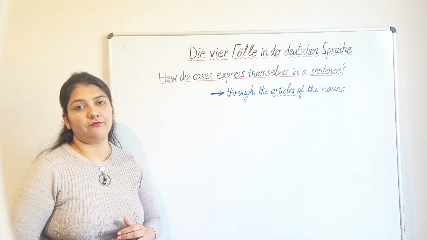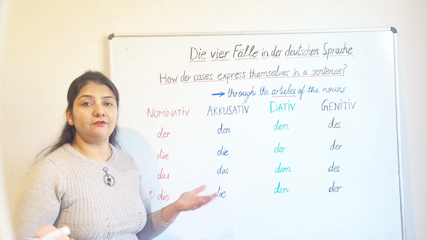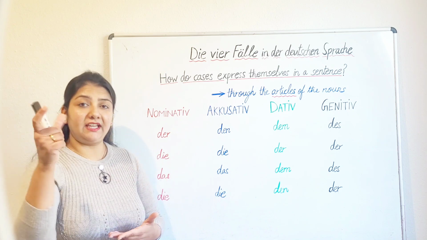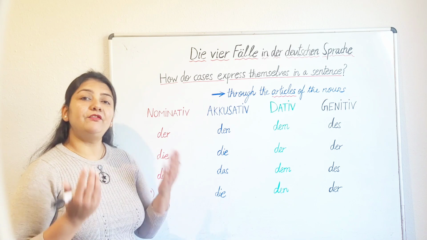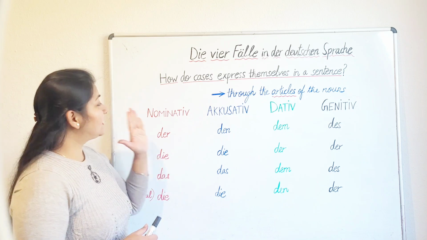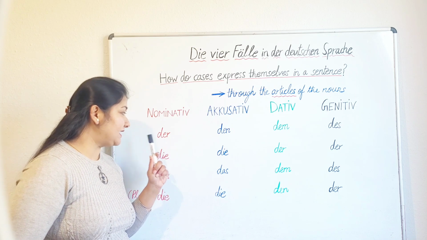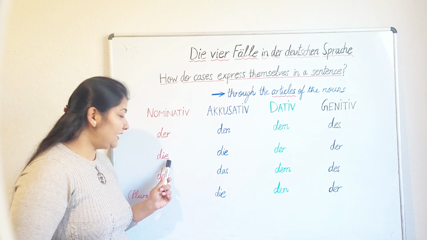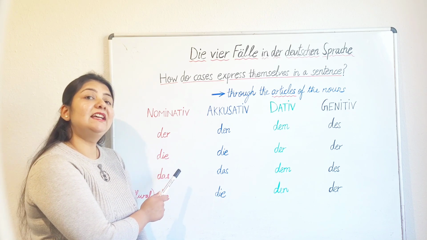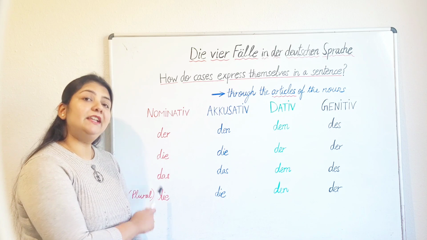So, let's see with the help of a few examples. Every noun has its basic form, just like the infinitive of the verb. For example, er steht, infinitive stehen with the ending en. Just like that, every noun has its Grundform or the basic form, and that is its nominative form, right? So here, all the masculine nouns have the article der, all the feminine nouns have the article die, and all the neuter nouns have the article das. And the nouns which are coming in their plural forms, they are having the article die.